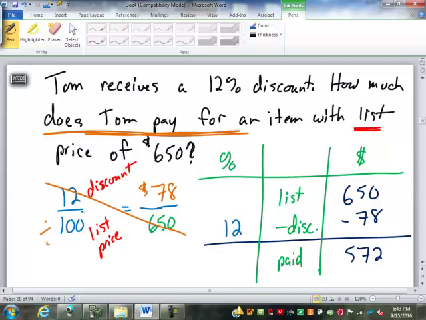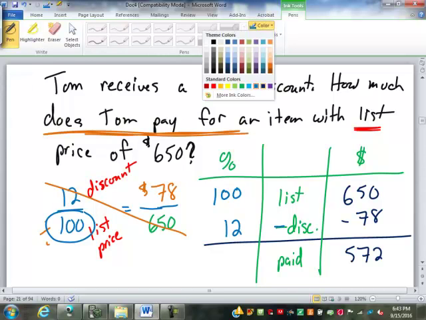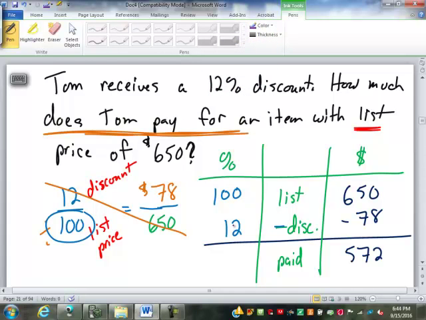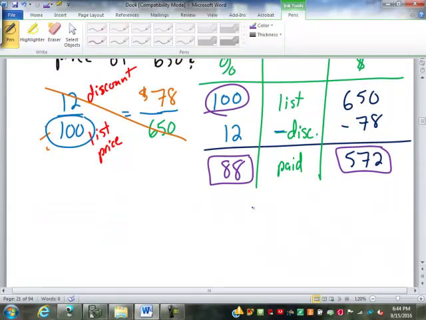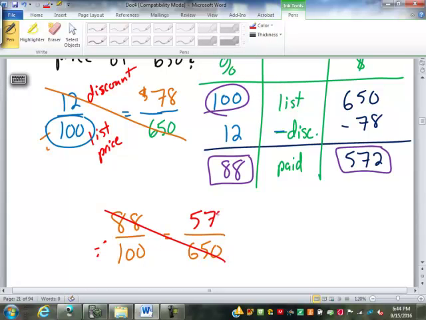But in a percent problem, we always have the 100%, which is going to represent the initial amount or the list price. And since the discount is subtracted from that list price, we can do the same with the percents. 100 minus 12 is 88%. So what we find here is the amount that is paid matches up with 88% of that list price. So what we could have done, just as you said, instead of finding 12% and subtracting it, we could have just found 100 minus 12 is 88% of that list price. We cross multiply and divide right here, we're going to get 572.